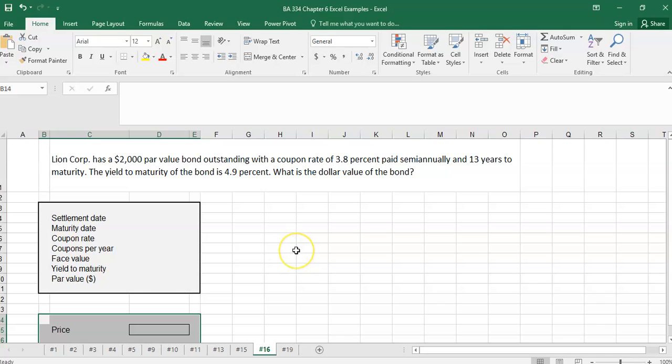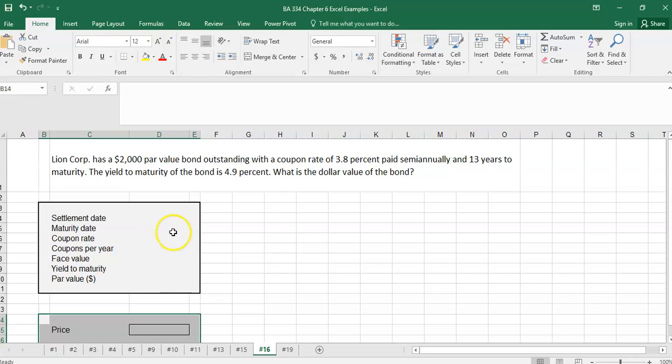In this example, we have a $2,000 par value bond outstanding with a coupon rate of 3.8% paid semi-annually. We have 13 years to maturity, and the yield to maturity of the bond is 4.9%. And we want to do the price formula. The main difference with this example from previous examples where we use the price formula is that the table isn't filled out for you. So we need to do that ourselves.